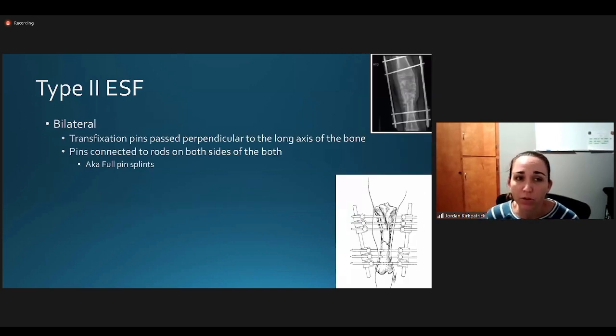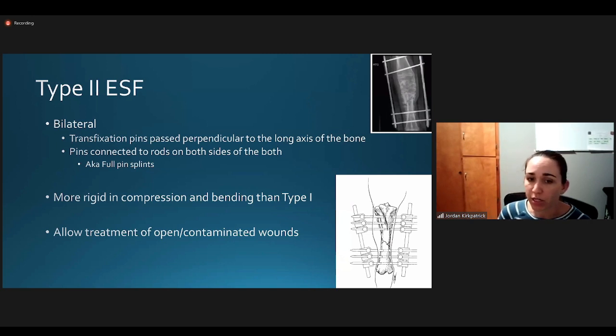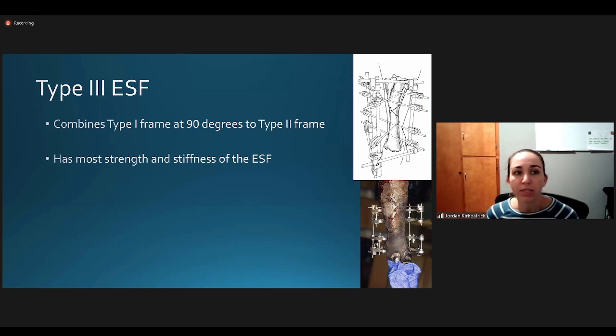A type 2 external fixator is bilateral, so it's on both sides of the bone. So you can see there's a bar on the lateral and medial side and then pins across. These have more rigid compression, and they are more rigid against bending forces as well. And these allow treatment of open or contaminated wounds. And then a type 3 external fixator is in multiple planes. So this one is dorsolateral and medial.